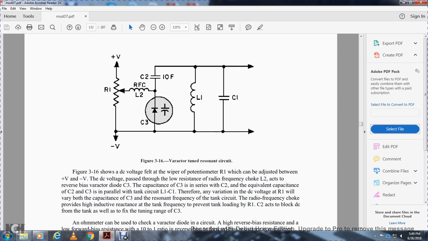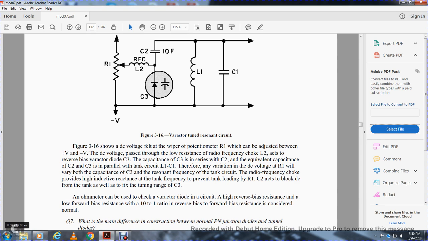The DC voltage passes through the low resistance of the radio frequency choke L2 to the reverse bias of the varactor diode C3. The capacitance C3 in series with capacitor C2 gives an equivalent capacitance of C2 and C3 in parallel with the tank inductance, and therefore the variation of the DC voltage with the variable resistor changes the capacitance of C3 and the resultant frequency of the tank circuit. The radio frequency choke provides inductive reactance for the tank frequency to prevent loading of the tank by resistor 1, and capacitor 2 also allows the DC through as well as fixing the tuning range of capacitor C3.